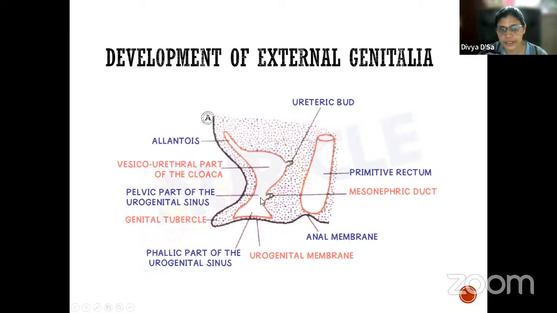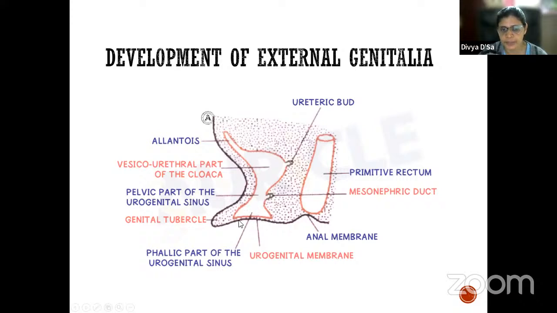So this portion is again divided into the pelvic part here. Okay, so the upper part will form the bladder. Okay, so here we have the pelvic and the phallic part. So this is the phallic part of the urogenital sinus. This is the pelvic part of the urogenital sinus, whereas this portion forms the vesicourethral part. This forms the bladder, and the prostatic urethra and part will all form from this portion. Okay, now this portion is the phallic part.